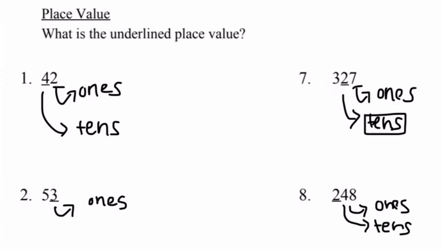Last but not least, the 2 in 248 represents 200 or our 100's value because 200 is 2 hundreds. Therefore, the underlined 2 represents our 100's place. Our second topic is even and odd numbers, and it's asking us to identify whether the numbers are even or odd. Before we get started, let's identify the list of even and odd numbers.